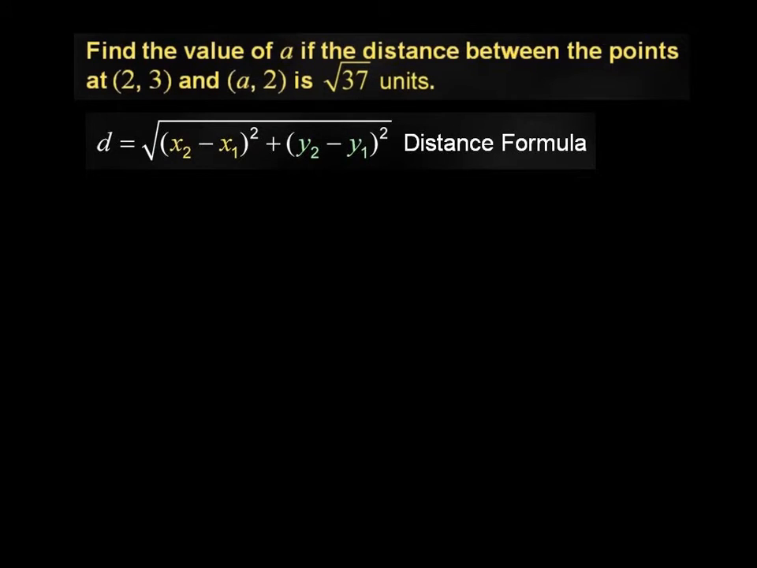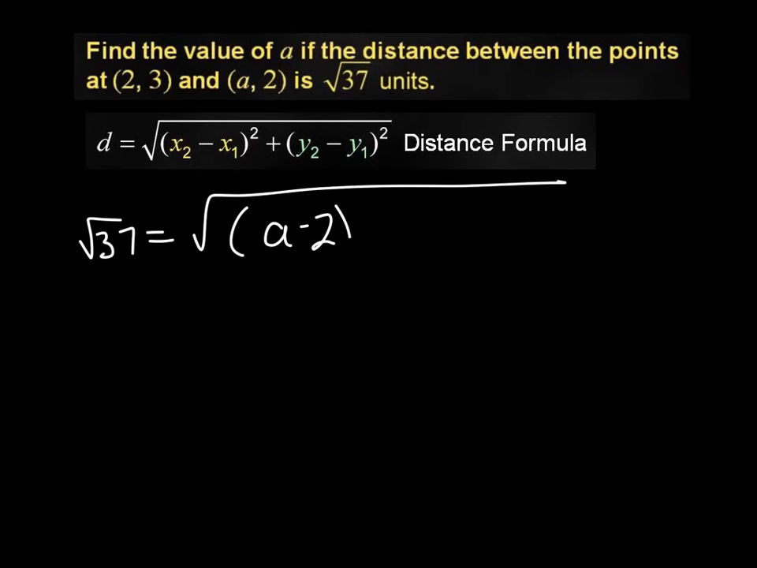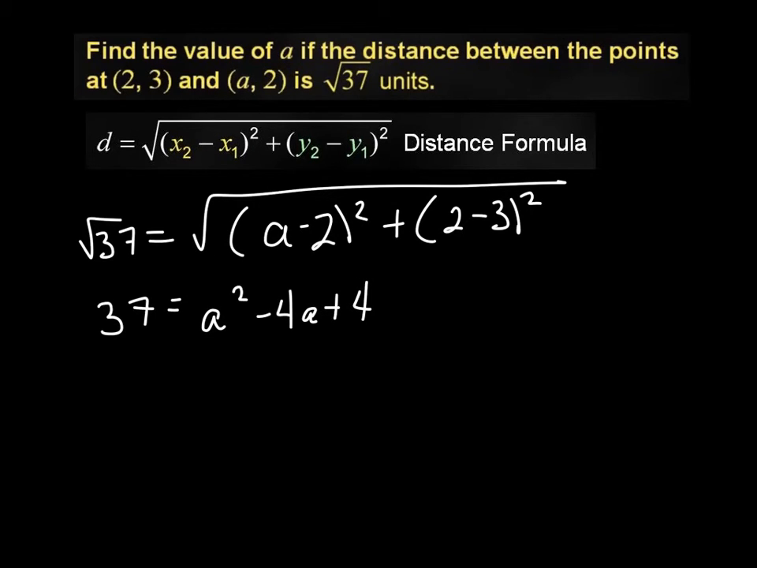This one's interesting because there's a radical, but it goes away pretty quickly. So I have square root of 37 equals square root of, difference in the x's, I'm going to start with the a again, it looks nice that way, plus difference in the y's, 2 minus 3 squared. Okay, square both sides, voila, the radical signs are gone. And when we square the binomial, first term squared, first times second times 2, second term squared, plus negative 2 minus 3 is negative 1, squared is 1.